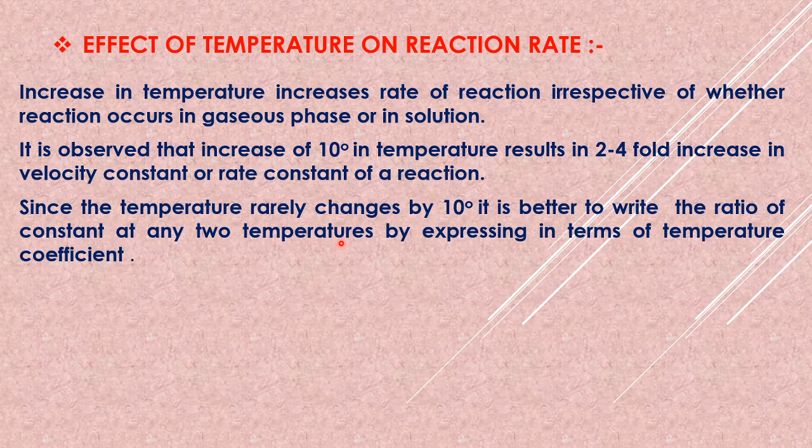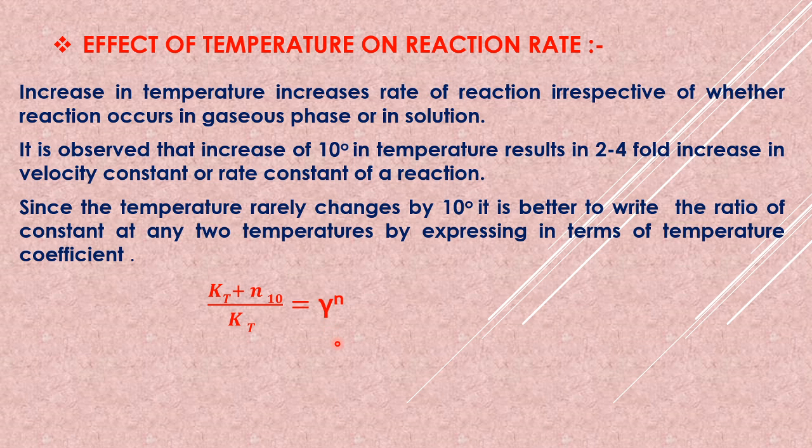Since the temperature rarely changes by 10 degrees, it is better to write the ratio of rate constants at any two temperatures in terms of the temperature coefficient. That is, K(t+n10) divided by K(t) is equal to gamma raised to n. Here, K(t) is the rate constant at the initial temperature, and K(t+n10) is the rate constant when the temperature is increased by n times 10 degrees Celsius.